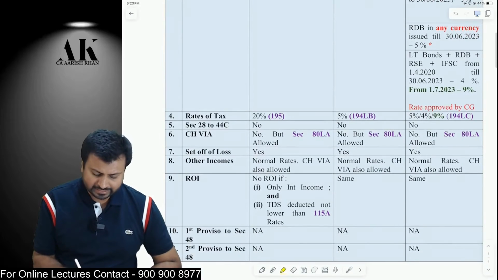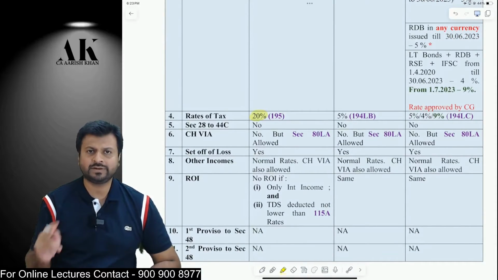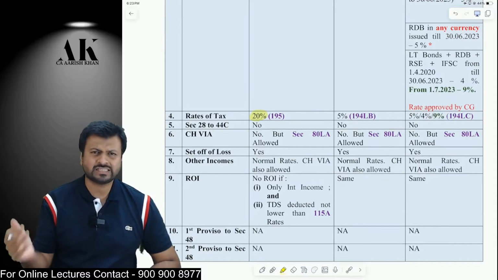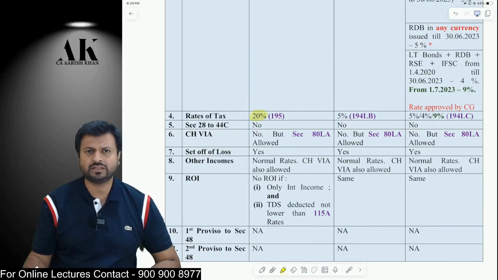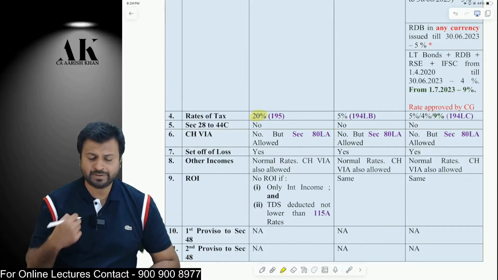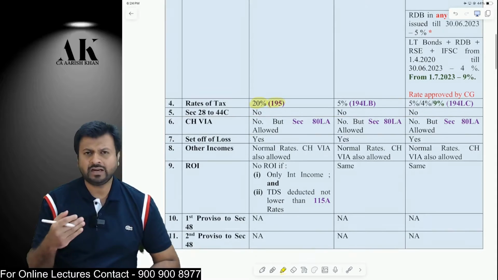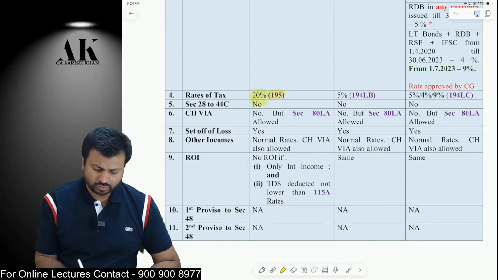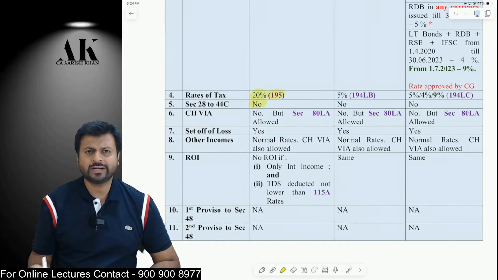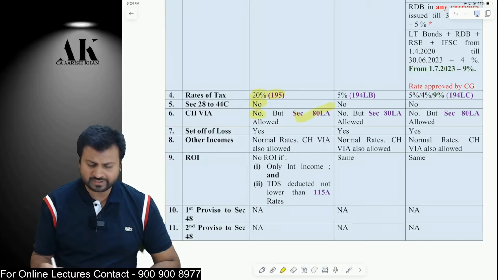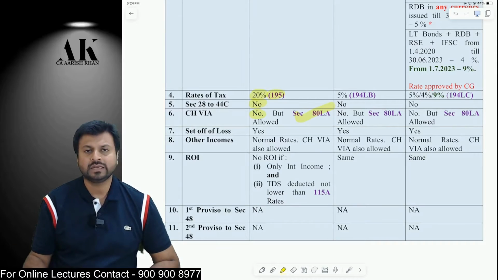Then what is the tax rate? The tax rate in that case, the interest will be chargeable at 20% plus surcharge and cess, if applicable. Cess is always applicable. Surcharge depends upon the income of the other person, and you will deduct the TDS. The payer will deduct the TDS under section 195. Okay, then are you going to get the deduction of PGBP against it? No deduction of PGBP. Are you going to get deduction of Chapter 6A? No Chapter 6A, only one Chapter 6A allowed, that is 80LA. Apart from 80LA, no other Chapter 6A will be allowed against the interest income covered in the first part.